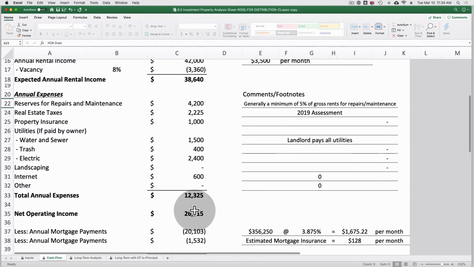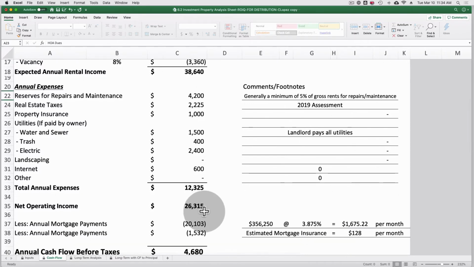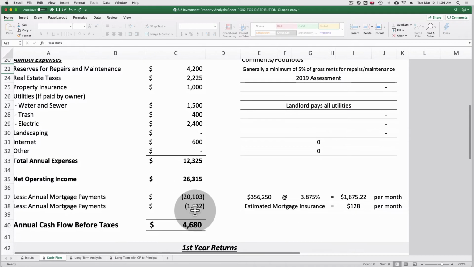of $12,325. That's going to give us net operating income of $26,000. Now, prior to paying any mortgage, if we paid cash for the property, this is how much money you'd be making. However, this investor didn't pay cash.